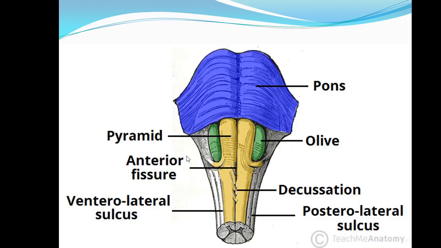Here in this diagram you can see the medulla oblongata. This is conical. This is showing the anterior median fissure, which shows the pyramidal decussation. These are the pyramids. This is the olive. Here is the anterolateral sulcus. This is the posterolateral sulcus.